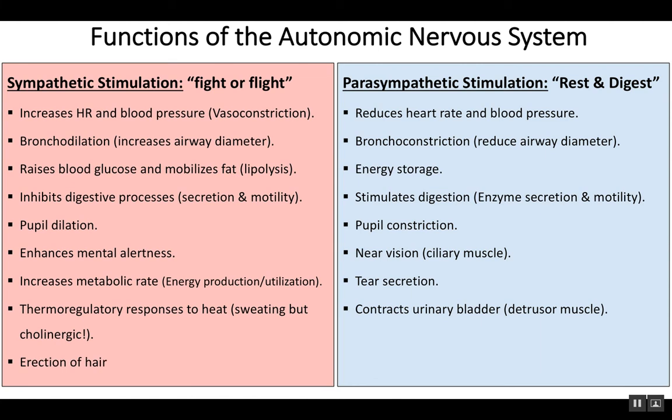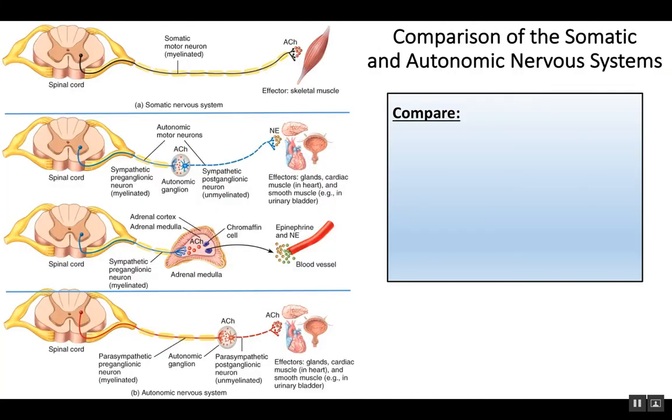One last one, erection of hair. That's usually a stress response, and that is a sympathetic stimulation of the little muscles attached to the hair follicles. So your hairs will typically stand up when you're having some sort of a sympathetic activity, like fear. Okay, the next video we're going to look at these motor neuron pathways. So how do the impulses get from the CNS, like the spinal cord, to the effector organs?